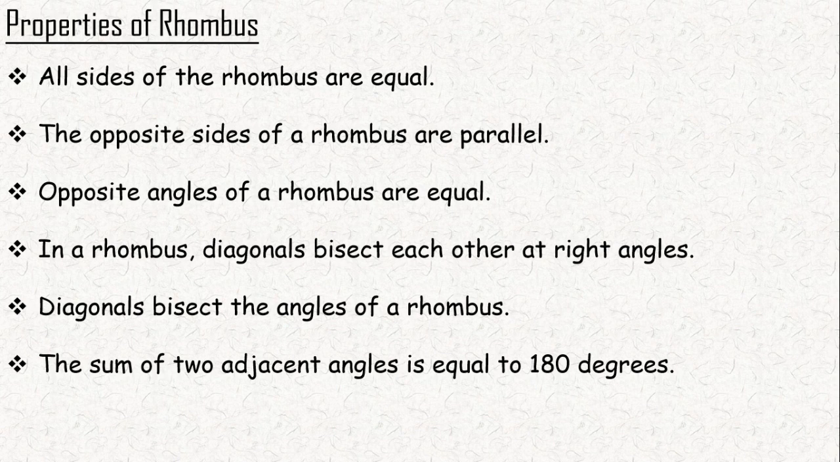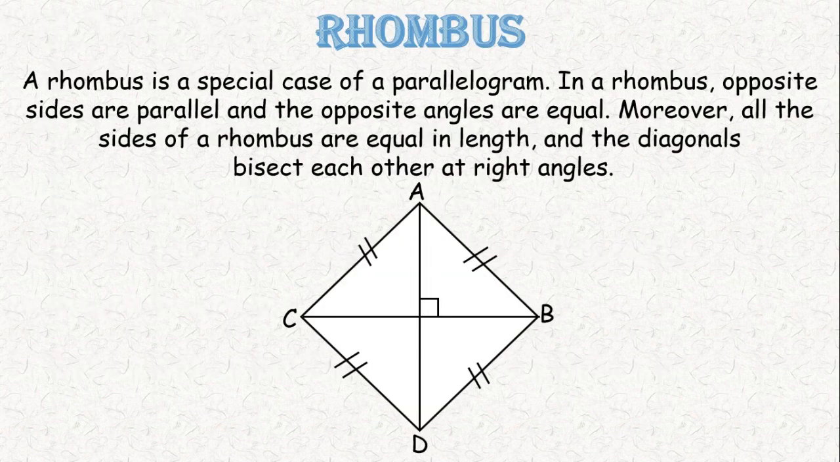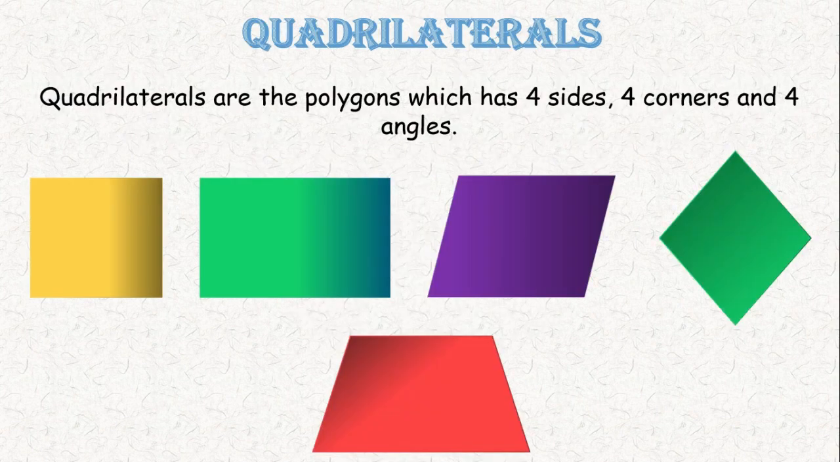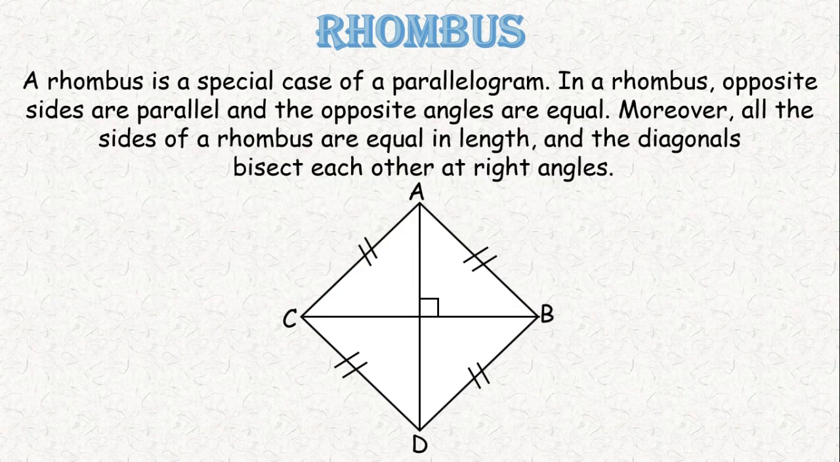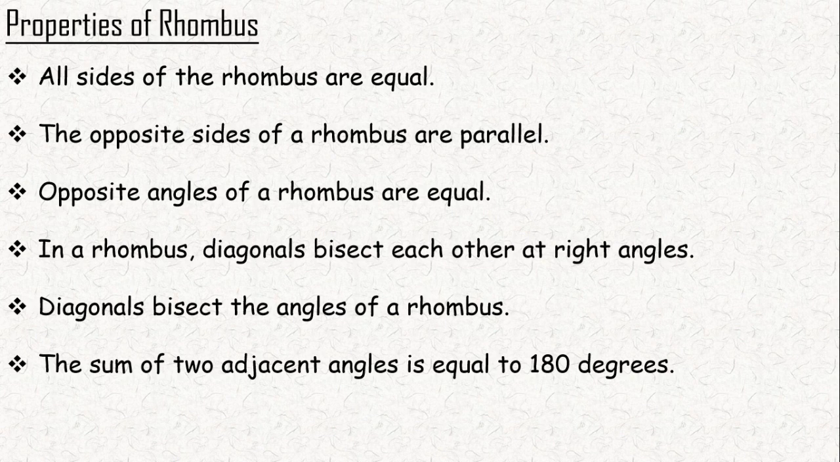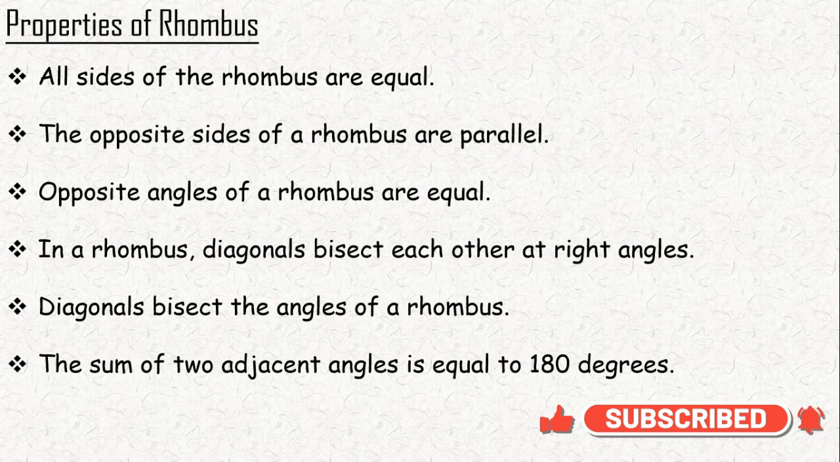And diagonals bisect angles of a rhombus. Here this means when you take some angle, let's take angle A, and take a diagonal, it bisects that angle A into 2 parts, angle A by 2 and angle A by 2. This diagonal bisects the angle of the rhombus.